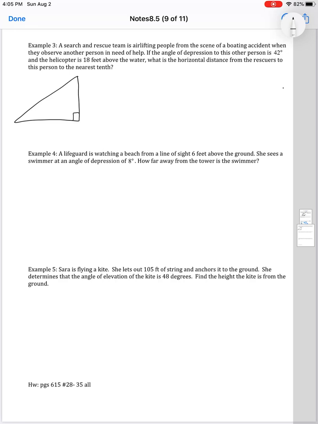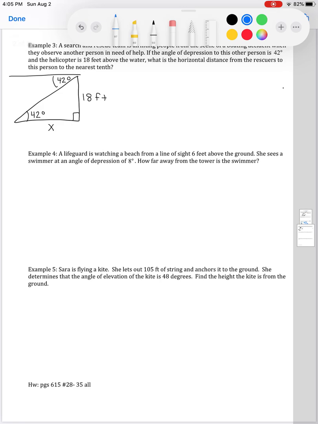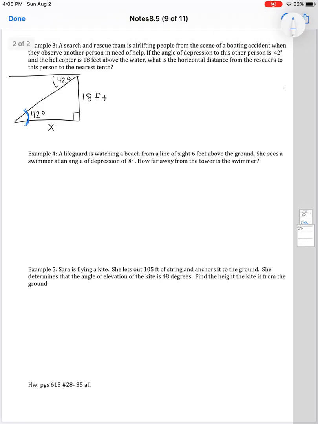All right, example 3. A search and rescue team is airlifting people from the scene of a boating accident when they observe another person in need of help. If the angle of depression to this other person is 42 degrees, so angle of depression is outside the triangle, but because it's congruent with the angle of elevation, I can put it inside the triangle. The helicopter is 18 feet above the water. What is the horizontal distance, that's the ground distance from the rescuer to this person, to the nearest 10th? So I am only focusing on the 42 that is in the triangle itself. So this guy right here.